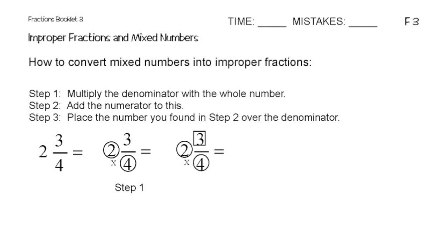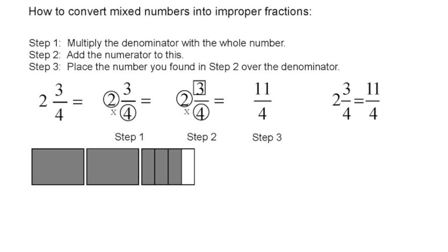Step 2 is I still have the 3 in there, my numerator. This is going to be right here, step 2. I need to add 3 to it. So 4 times 2 is 8, plus 3 makes 11. So step 3 is placing that number over my original denominator, which was 4. So I have 11 over 4. So 2 3/4 is equal to 11/4.